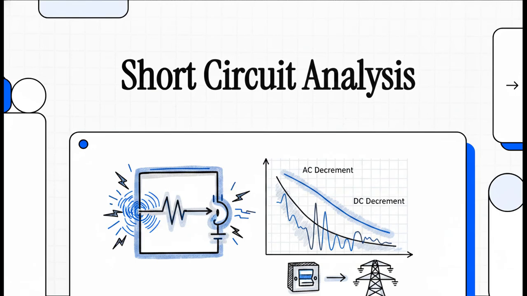Let's jump right in. Welcome to Phase 3, where we're stepping into the shoes of a senior protection and quality engineer. Today, we're diving into Part 1 of Symmetrical Short Circuit Analysis, focusing specifically on AC and DC decrement. We're going to break down the split-second dynamics of fault currents and look at exactly why they matter so much for everything from breaker sizing to overall grid stability.